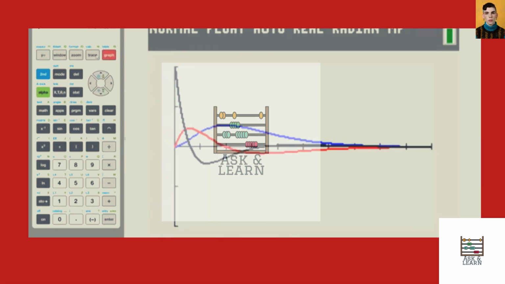But here's what the graphs look like. The blue one is the original position equation. The red one is the velocity, and the black one is the acceleration.